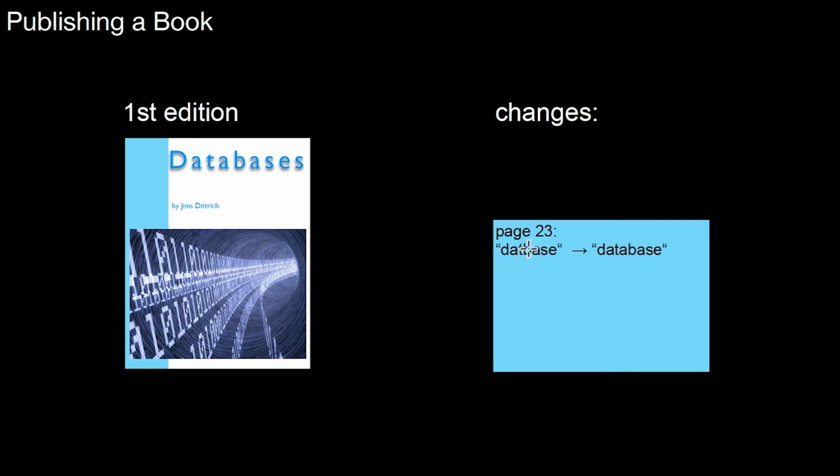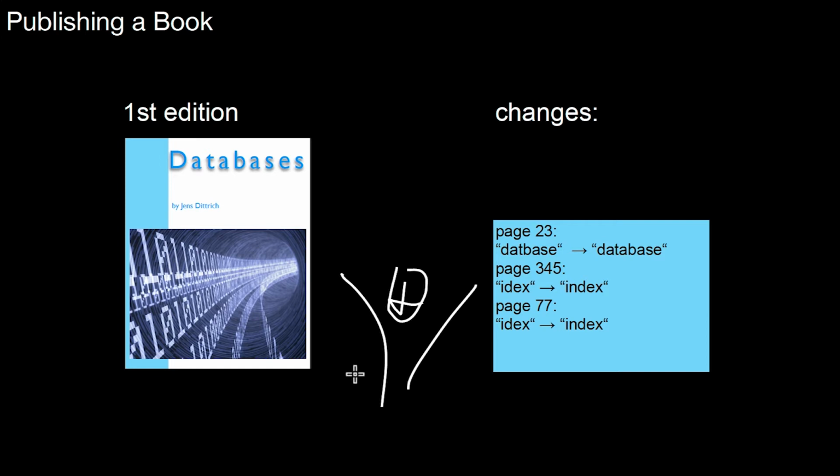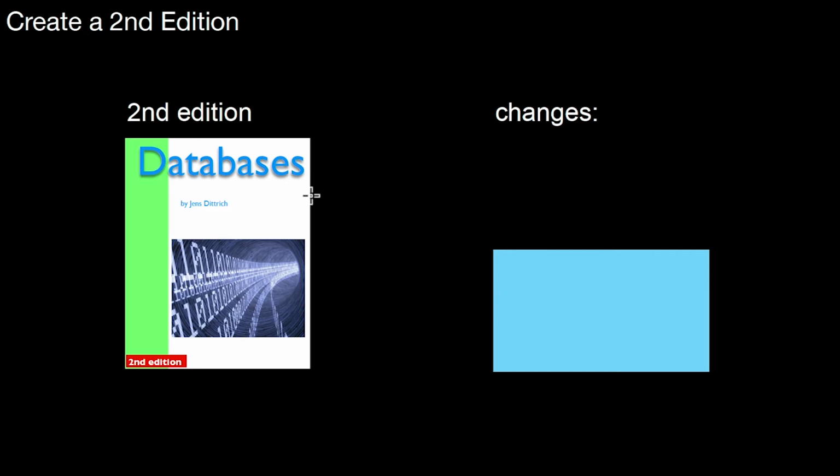So for example, this could be a spelling error on page 23, there's another error on page 345, and another error on page 77. Eventually that list gets so long that the publishers decide to come up with a second edition of the book. The second edition collects those changes and merges the two, adds the two into a second edition of that book. So they publish the second edition and they start collecting changes all over again.